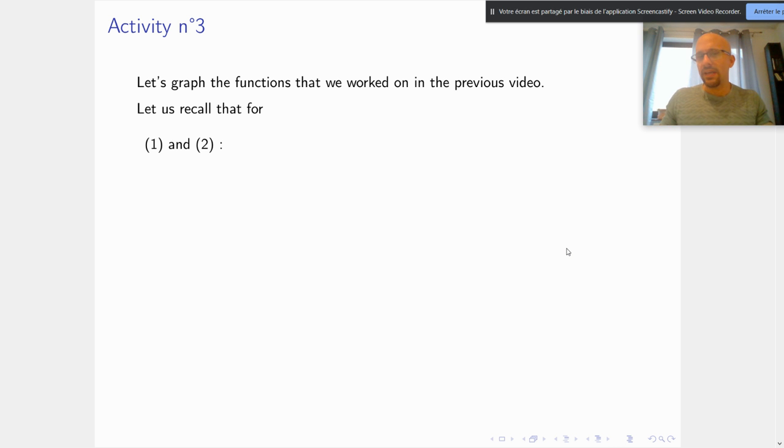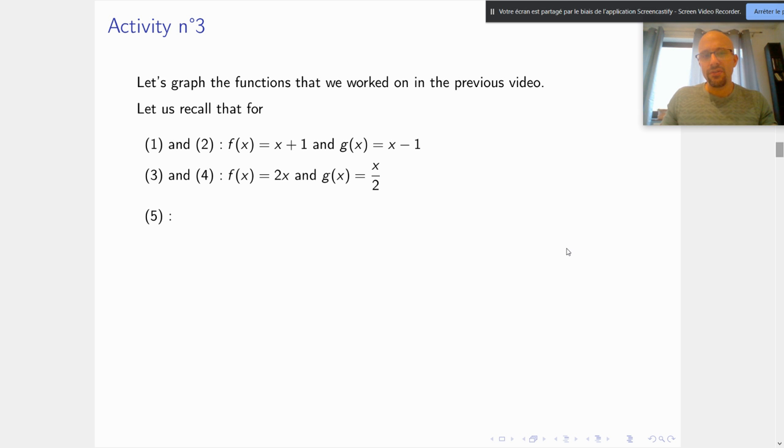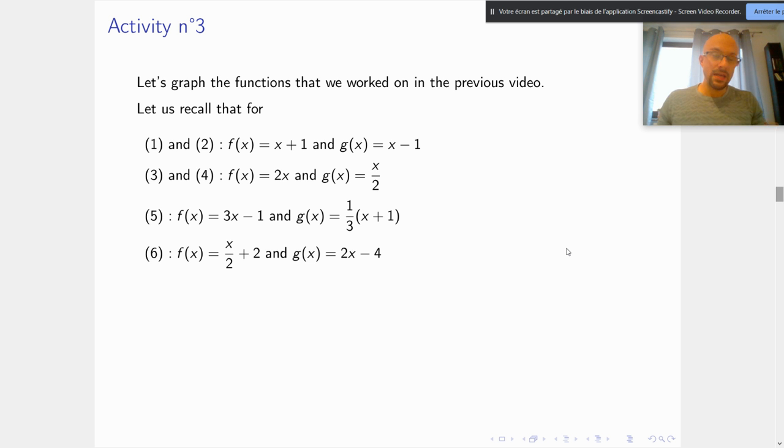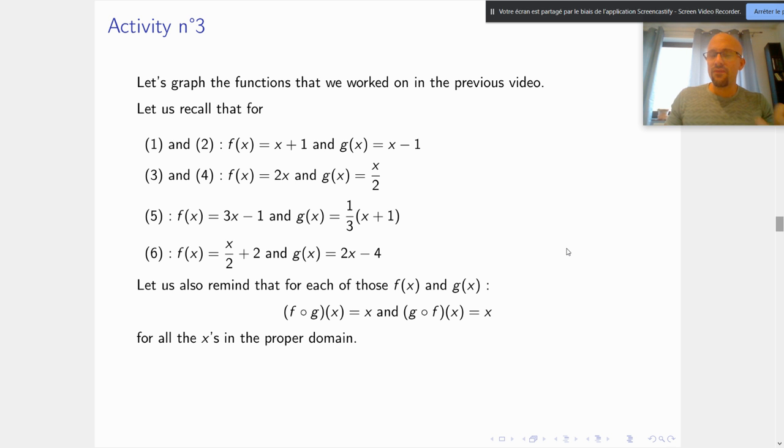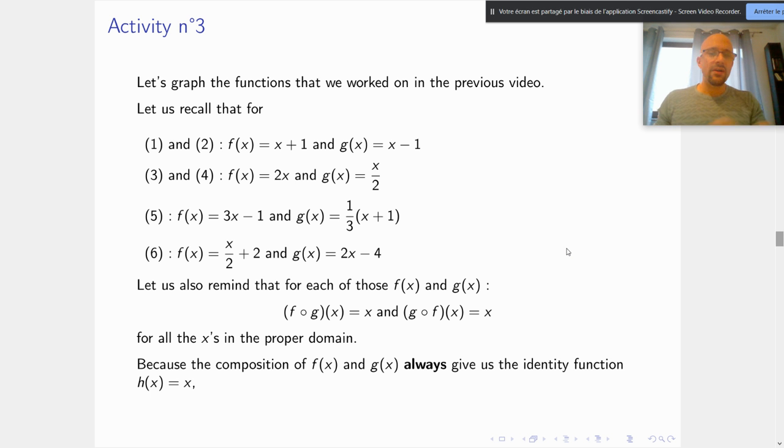So let us recall that in the previous video we worked on those functions listed here, and as already said, we found an analytical property of them. We found out that when we composed those two functions f and g, in whatever order, we had x as our end result. So maybe it will be useful to also graph the identity function on each graph and see if we can find something useful.